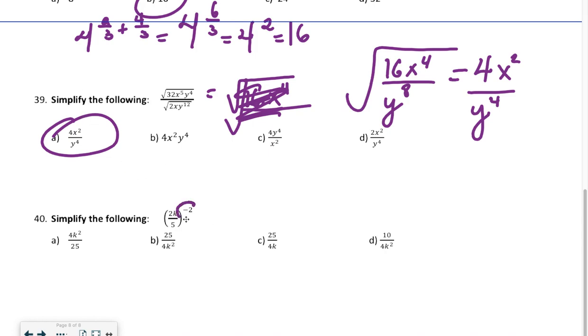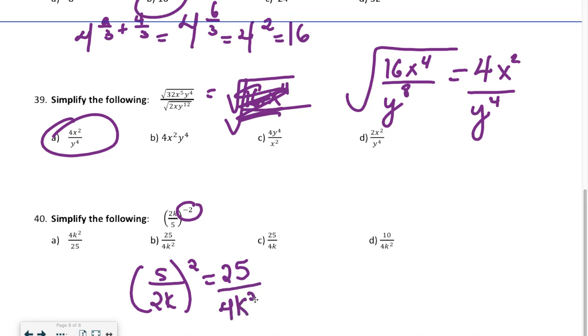Finally, when anything is raised to a negative exponent, we simply take the reciprocal of that fraction, and that will make it a positive exponent. 5 squared is 25, 2 squared is 4, and k squared is 4k. 2k squared is 4k squared. Choice B.